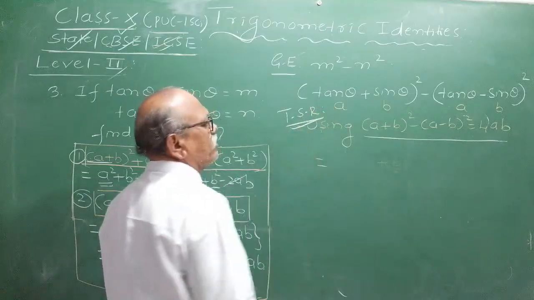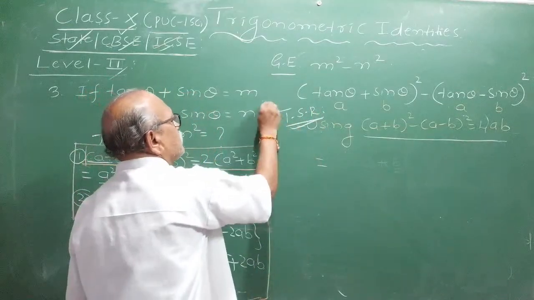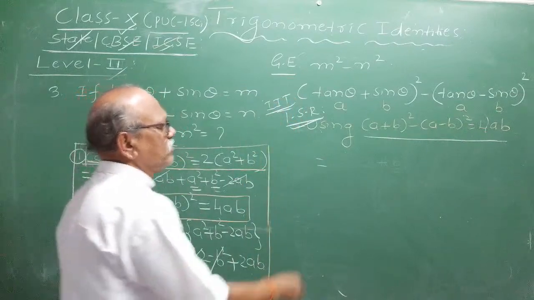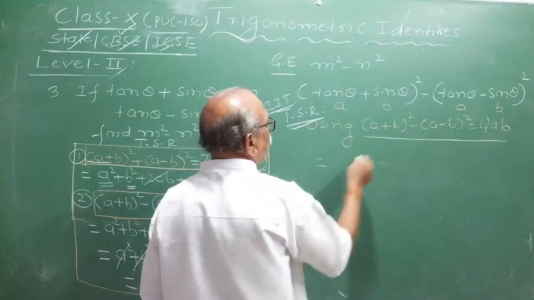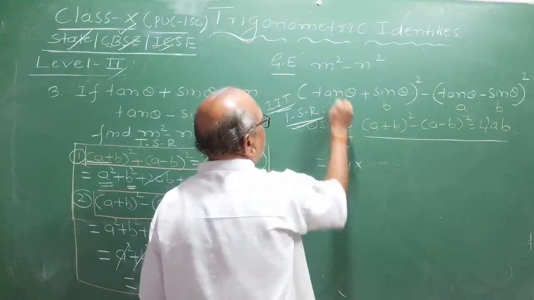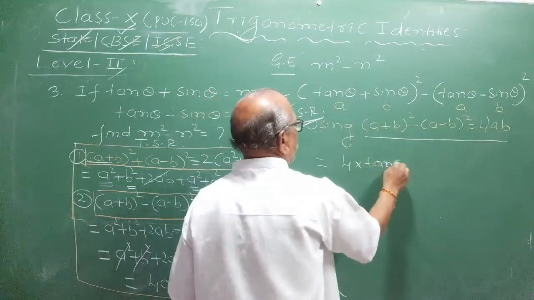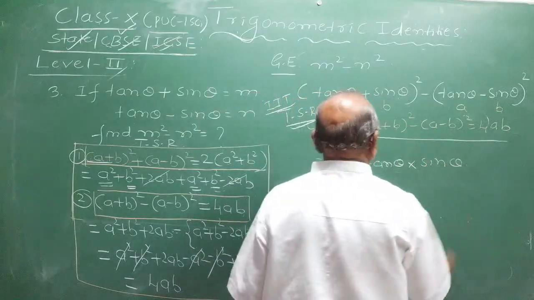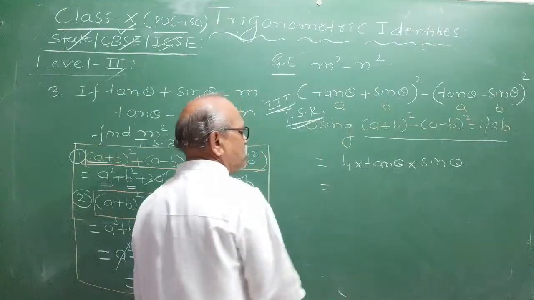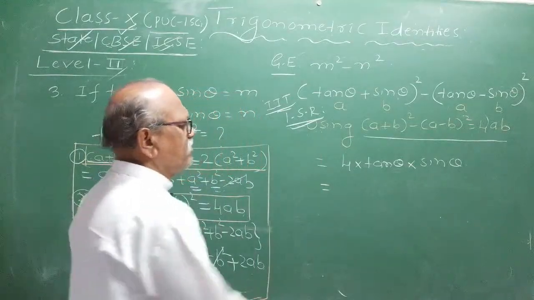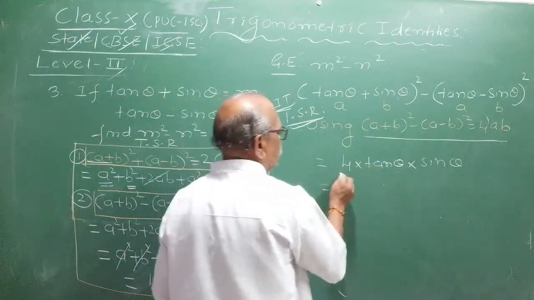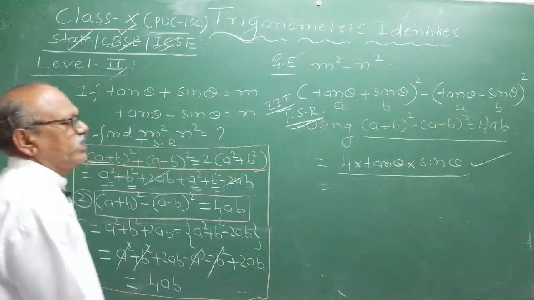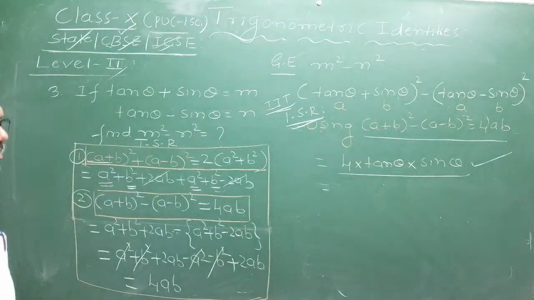In the exam, you can save time. IIT students will do it like this: 4AB, in competitive exams. That is 4AB, 4 into, what is A here? Tan theta. And what is B here? Sin theta. Can you further simplify this? Sin theta upon cos theta, nothing changes. Therefore, you can write this expression in simplified form as 4 tan theta into sin theta.